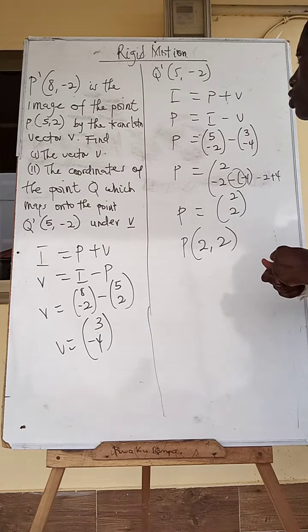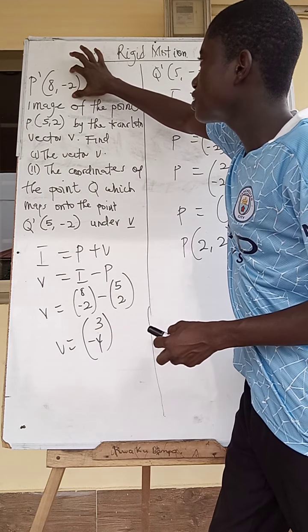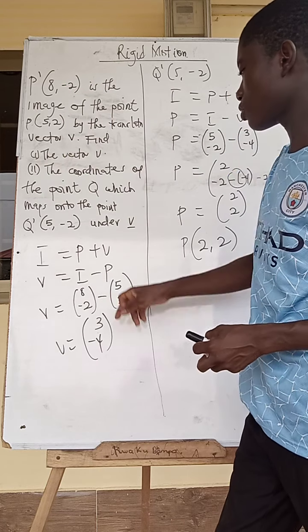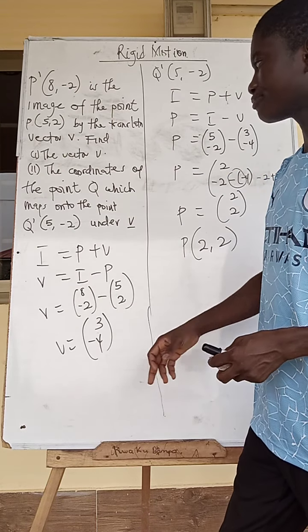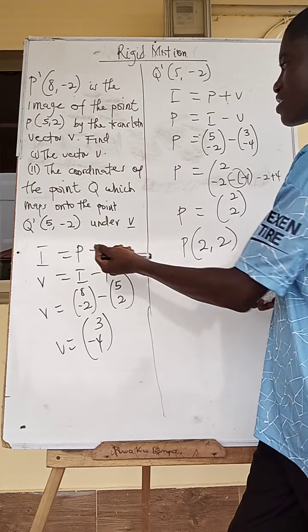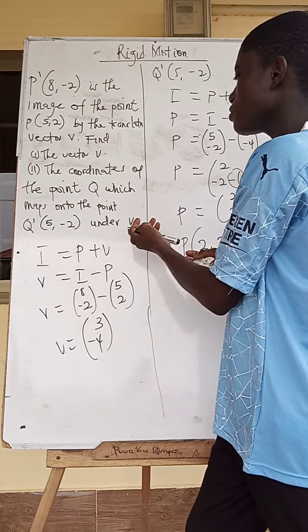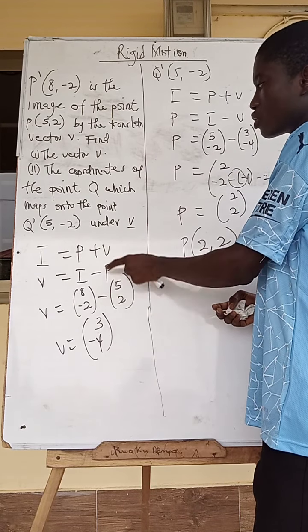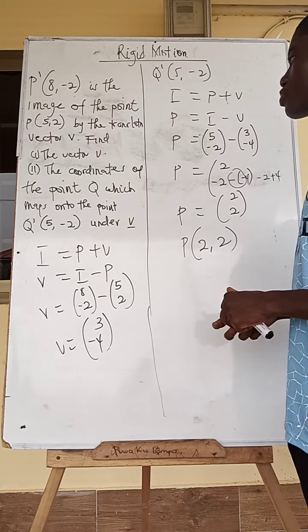So do you get it? The question gave us the image and a point, and we are able to find the vector using the same point. And the next part of the question gave us an image, and we are using the previous vector. So if you get this vector wrong, you are going to get this one also wrong.